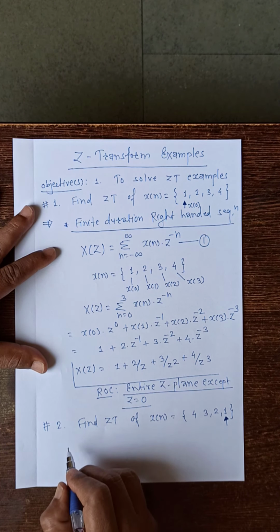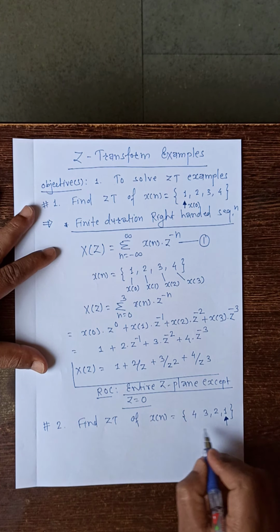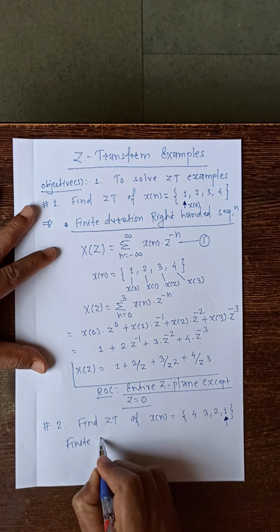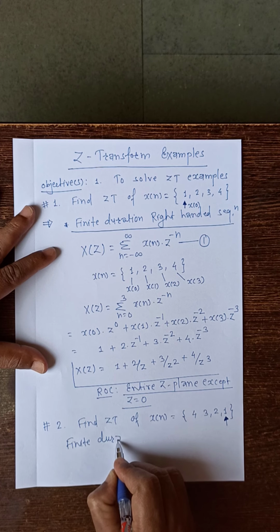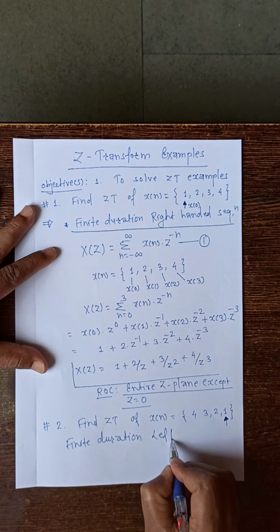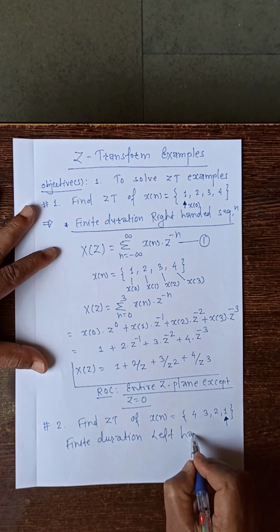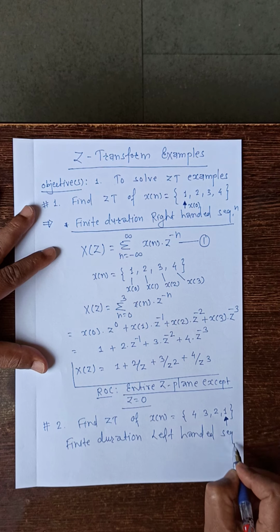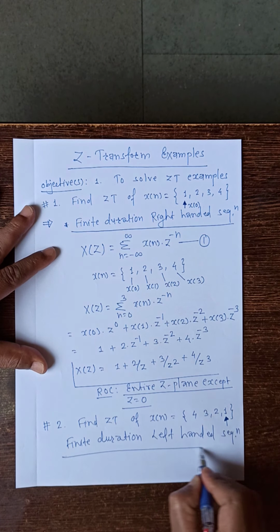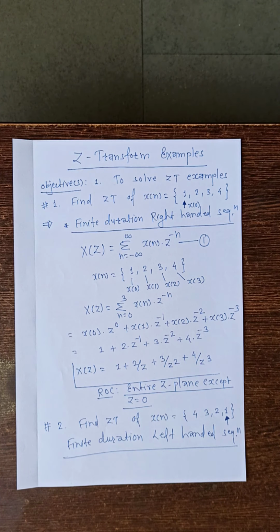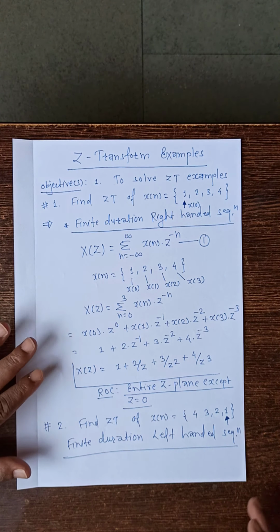So this kind of sequence is known as, so finite values, again 4 values, finite duration, left handed sequence. So this is a finite duration left handed sequence. So we'll find the Z transform for this.